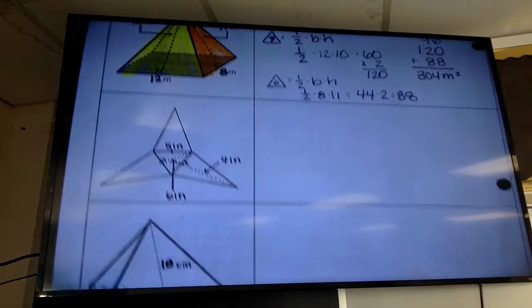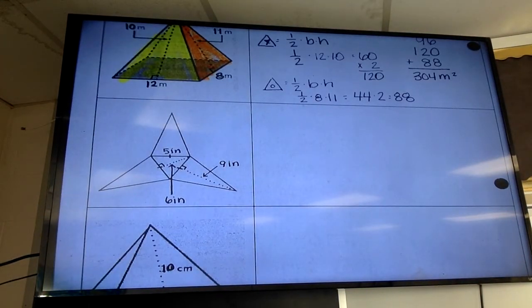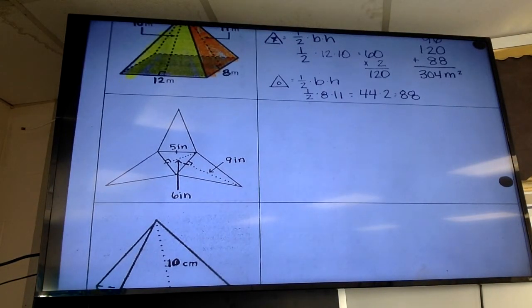Okay, so we've done square pyramids, we've done rectangular pyramids, and now we're going to do triangular pyramids. Triangular pyramids are made of just triangles, 'tis the name. And usually, most often, they are not all the same triangles. Every once in a while, you'll come up with a perfect triangular pyramid in which all four of the faces would be exactly the same. But more often than not, the base is different than the triangular faces.